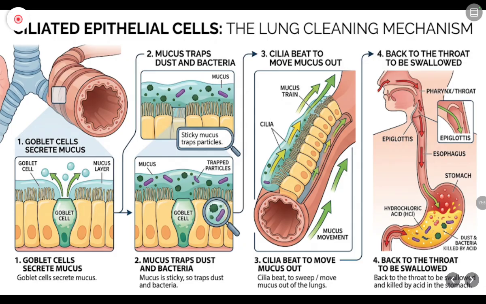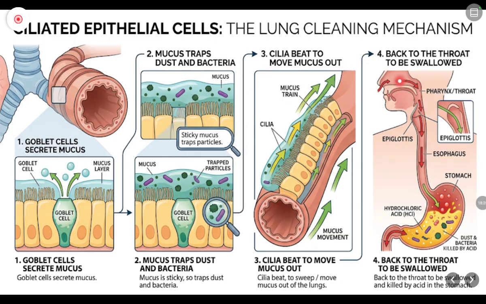Trapping dust and bacteria is only for one purpose: to excrete that dust and bacteria out of our larynx, our throat and our lungs into our stomach, to be killed by the acid in the stomach. Now let us continue. The cilia beat to move the mucus. The cilia are these tiny hair-like structures on the ciliated epithelial cells. These cells are responsible for moving the mucus out of our lungs back to the throat, so it will be swallowed.